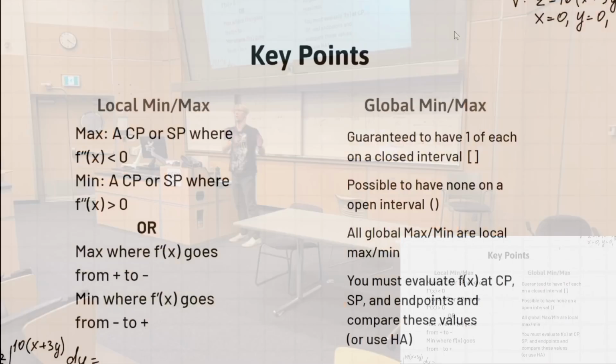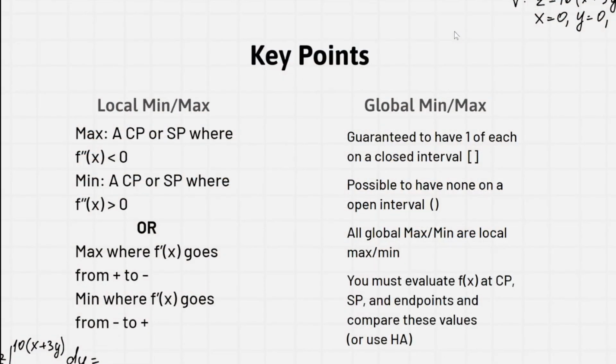There's a difference between a local minimum and a global minimum or maximum. A function on a closed interval is guaranteed to have one of each for most normal functions: one global min and one global max. It cannot have more than one of those. That is the absolute minimum or absolute maximum of a function.